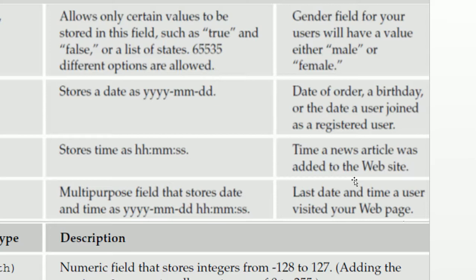Clear? Like last visit on Facebook Messenger. If someone was online 1 hour ago, you can see that they were last seen 1 hour ago. So how are they managing it? They are using this data type to enter the last visit date. Clear? And then they show you the last date and time. Is it clear? That's how things work in the web environment.